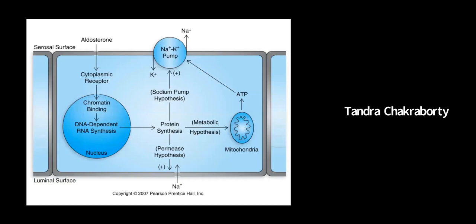So now that we know that aldosterone is able to cause sodium retention, certain theories have come up that help us understand some of the pathways by which it does this. Number one, remember, aldosterone is a steroid hormone, so it is lipid soluble. It can go inside the cell cytoplasm. It has a nuclear or cytoplasmic receptor, and it acts through DNA-dependent RNA synthesis, which leads to formation of protein, that is transcription, translation, and protein synthesis.